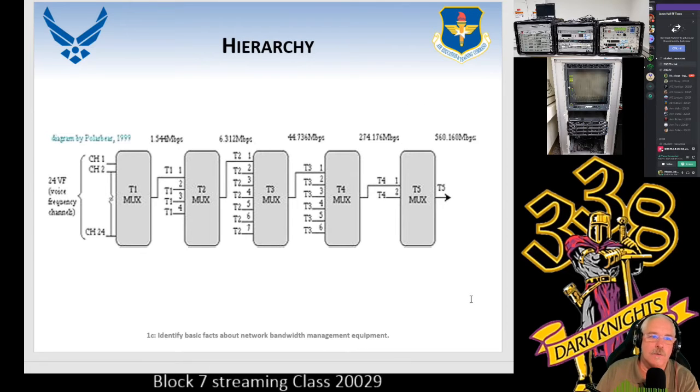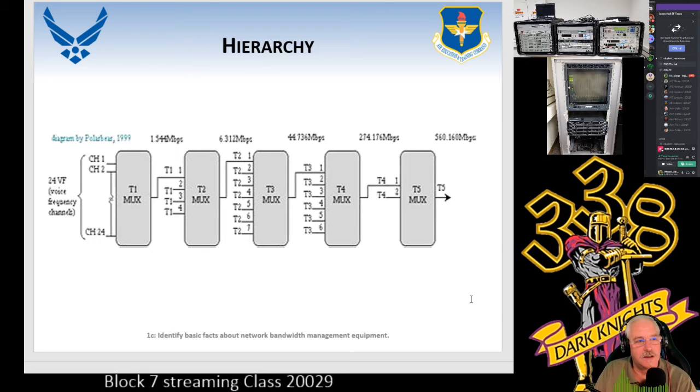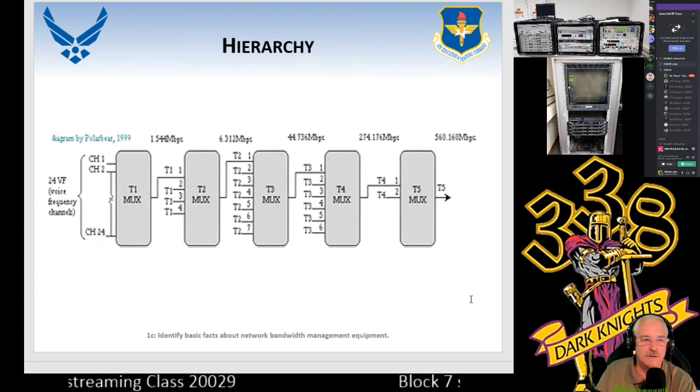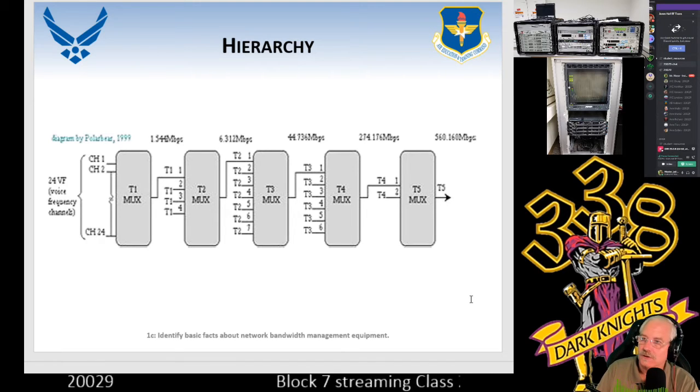So let's take a look at one of the hierarchies that I found on Google. You can see that we got a T1 MUX, which is a multiplexer. You have channels 1 through 24. You get one of those, you put it into a T2 MUX, which has 4 T1s going into it. And in order to get a T3, you've got to have 7 T2s going in there.